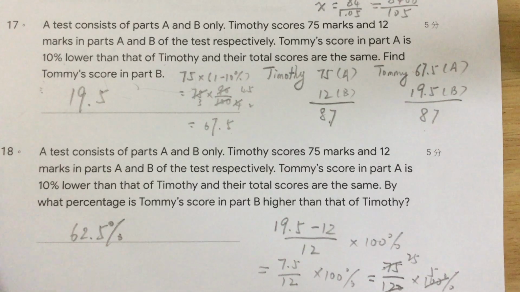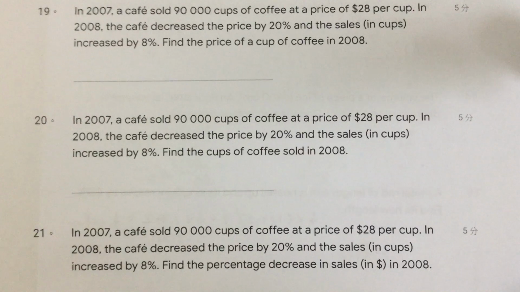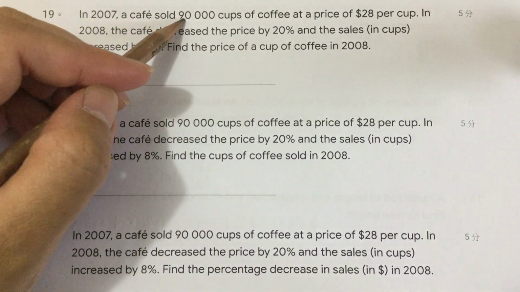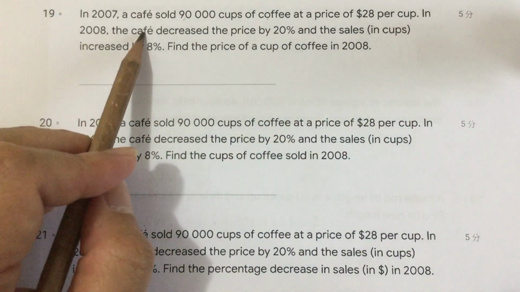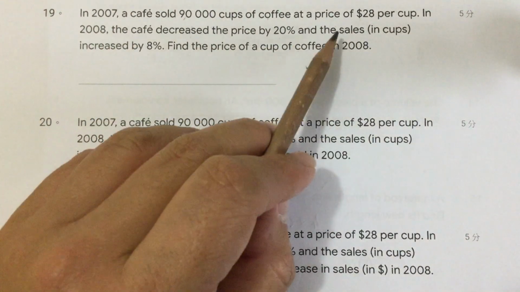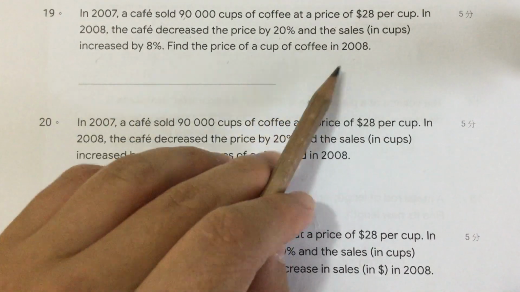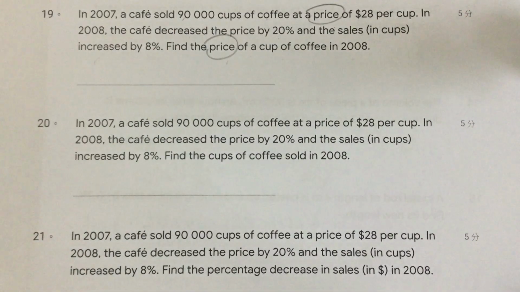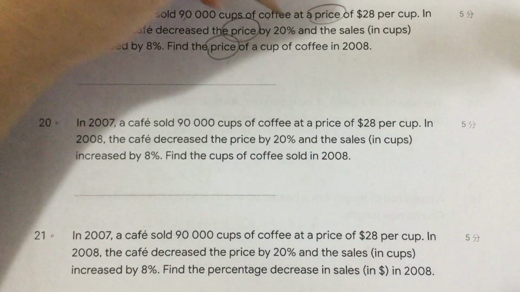Okay, now we'll go to do questions 19, 20, and 21. The other combined questions are the same, but we will do them one by one. In 2007, a cafe sold 90,000 cups of coffee at a price of $28 per cup. In 2008, the cafe decreased the price by 20% and the sales increased by 8%. So that means we are going to find the price. So we must find the price in 2007, that's $28. The cafe decreased the price by 20%.